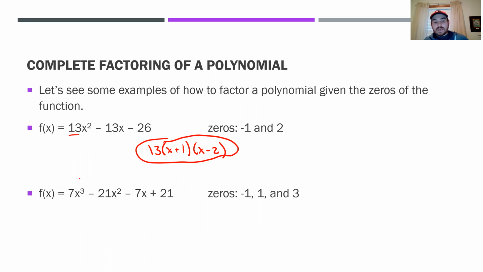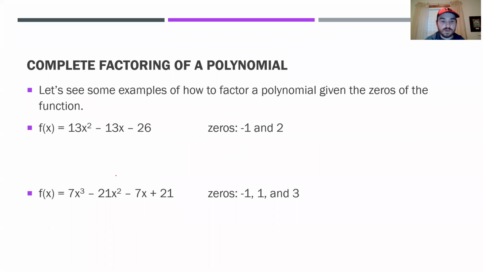This one's a little more complicated. This is not a quadratic anymore. This is, I forget what they call them, a cubic function. There we go, that's the word. So this function, we've got a 7x cubed, 13x plus 1, x minus 2. But we're given all three zeros of this function.